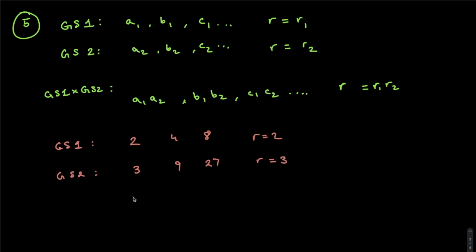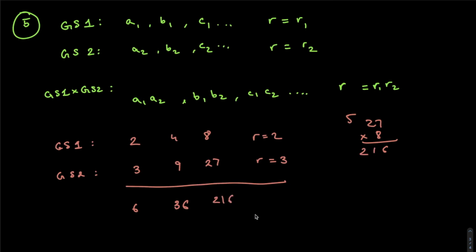Now if I multiply these two, what am I left with? I'm left with 6, 36, and 27 times 8. So 27 times 8: 8 times 7 is 56, 8 times 2 is 16, 16 plus 5 is 21. So I'm left with 216. And now here, the common ratio will be 3 times 2 according to this property, which is 6.